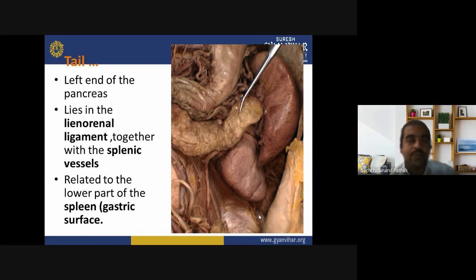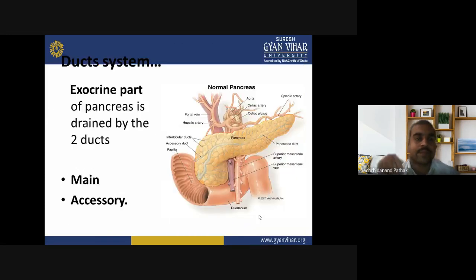So, the tail's location: it's the left end of the pancreas. The tail is the left end part of the pancreas, lying in the lienorenal ligament together with the splenic vessels, related to the lower part of the spleen surface. You can see the gastric surface.